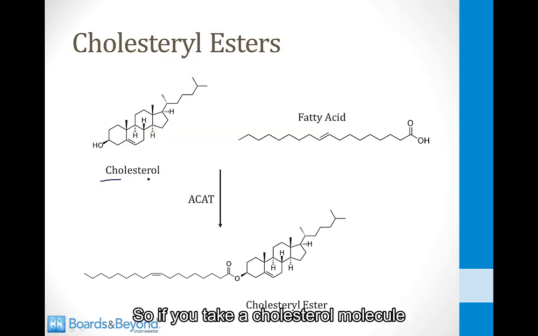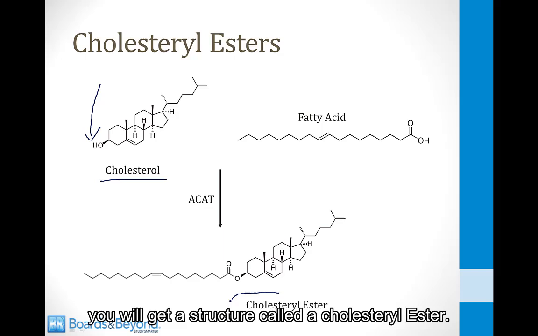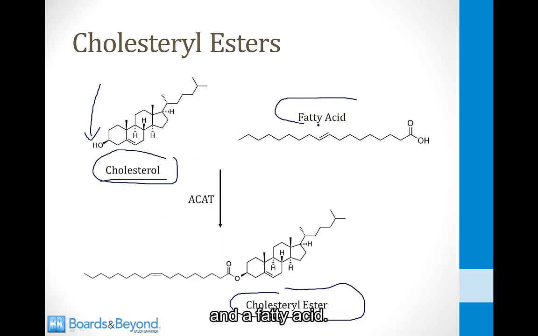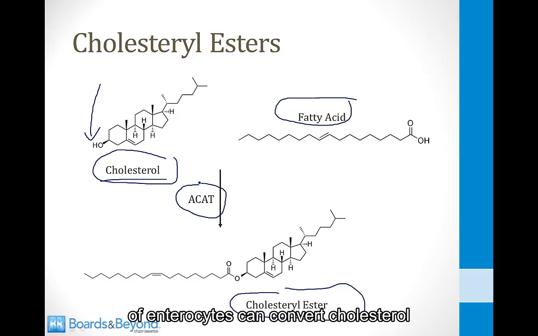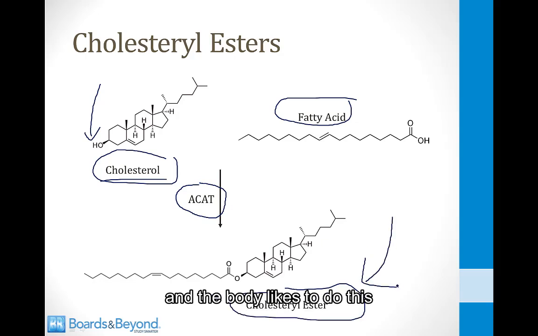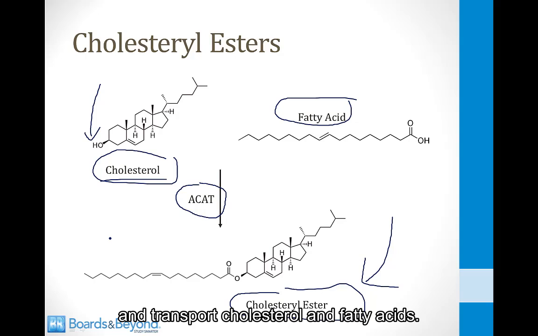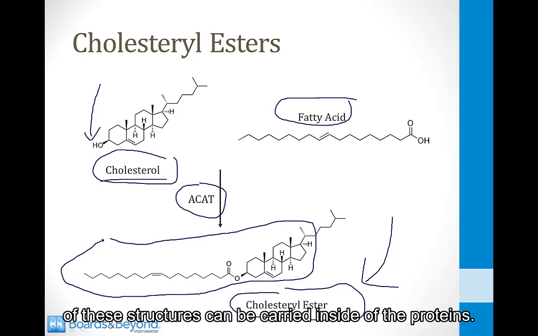So if you take a cholesterol molecule and you add a fatty acid to this hydroxyl group here, you will get a structure called a cholesterol ester. It's a combination of a cholesterol molecule and a fatty acid, and that enzyme ACAT that I mentioned inside of enterocytes can convert cholesterol and fatty acids into cholesterol esters. And the body likes to do this because cholesterol esters are a more efficient way to package and transport cholesterol and fatty acids. They can be tightly packed together so that more of these structures can be carried inside of lipoproteins.